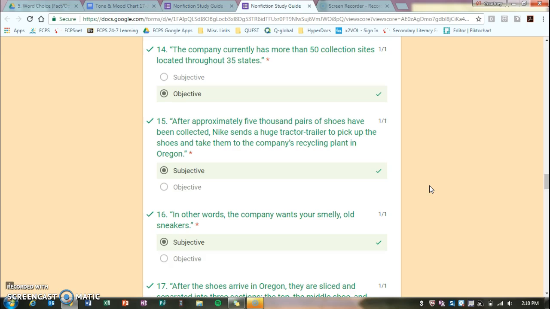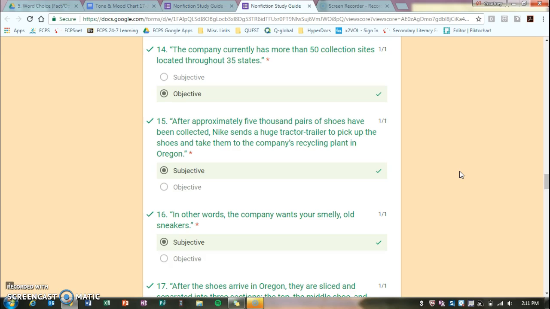15, after approximately 5,000 pairs of shoes have been collected, Nike sends a huge tractor trailer to pick up the shoes and take them to the company's recycling plant in Oregon. This is subjective. This was a little bit trickier one. The word here that's going to get you is the word huge. That could be arguable. What kind of tractor trailer? Is it like one you would think of? Is it a tractor trailer that has two kind of trailers connected? Does it look more like a dump truck? So again, this is a little bit trickier one, but the word huge in number 15 makes it subjective.